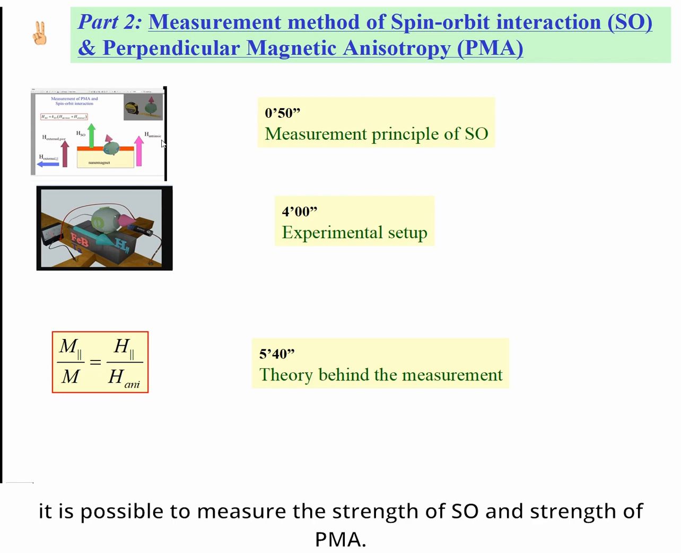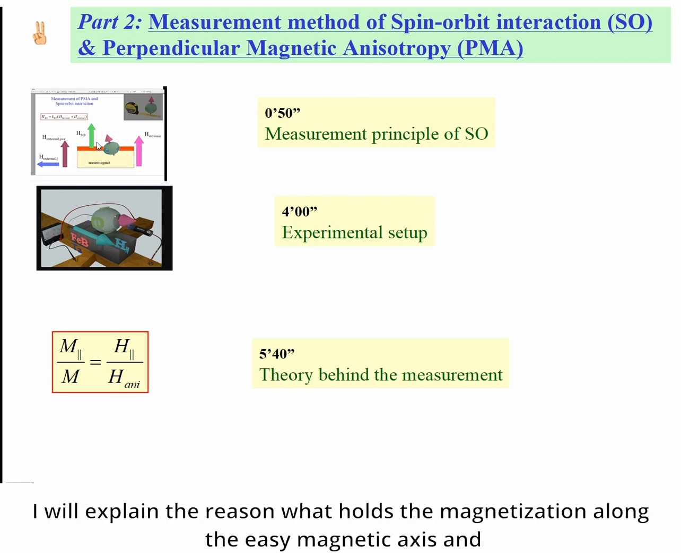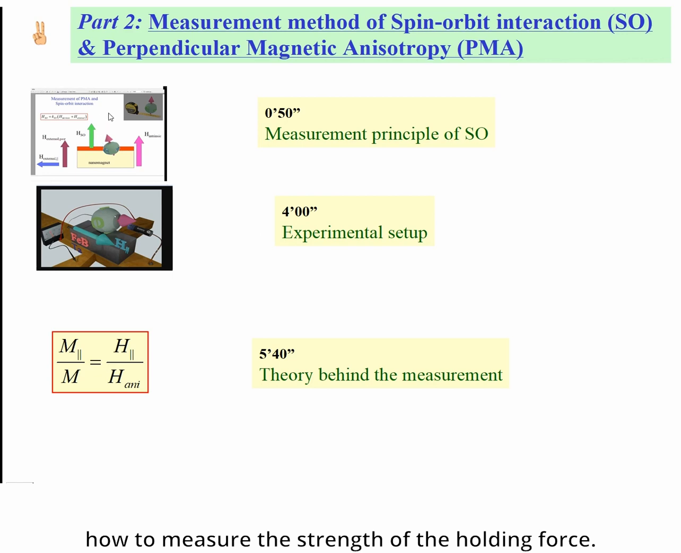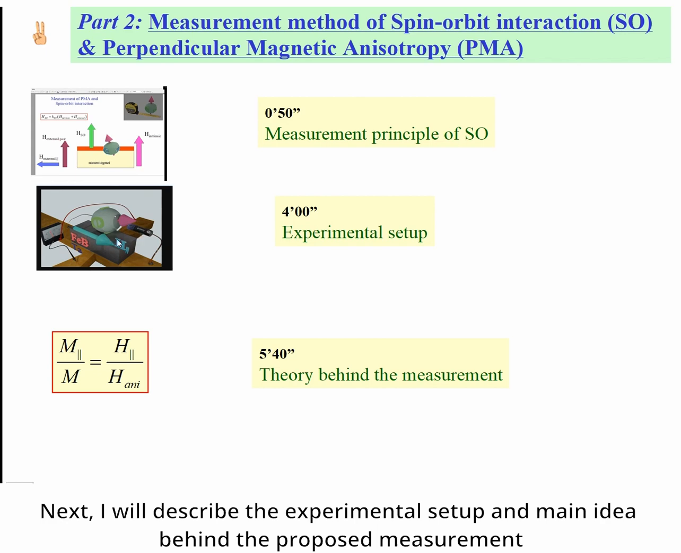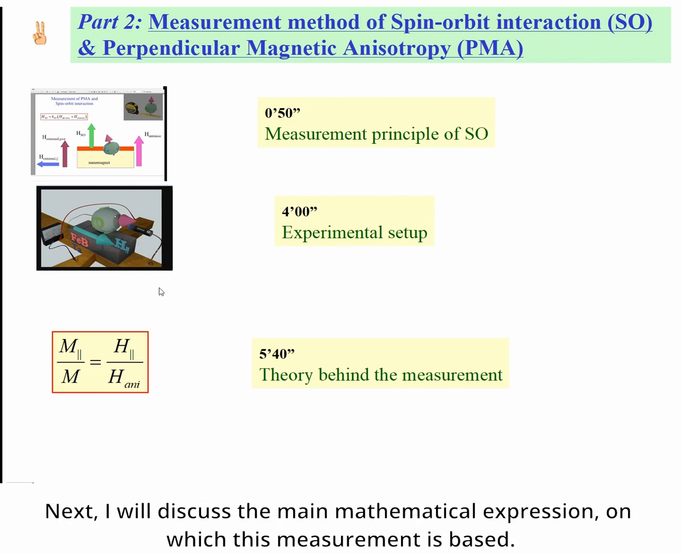perpendicular magnetic anisotropy. I will explain the reason what holds the magnetization along the easy magnetic axis and how to measure the strength of the holding force. Next, I will describe the experimental setup and main idea behind the proposed measurement. Next, I will discuss the main mathematical expression on which this measurement is based.